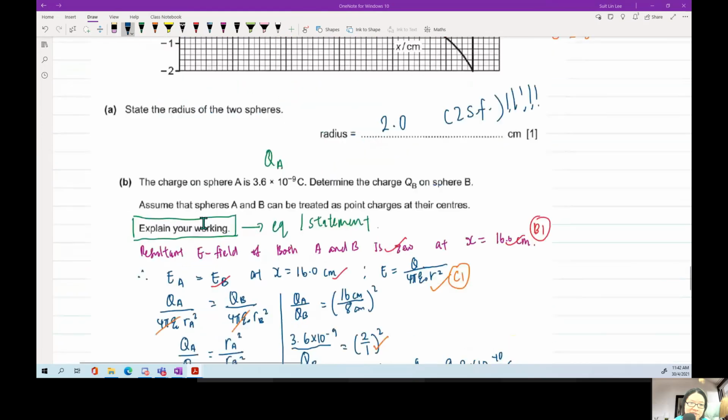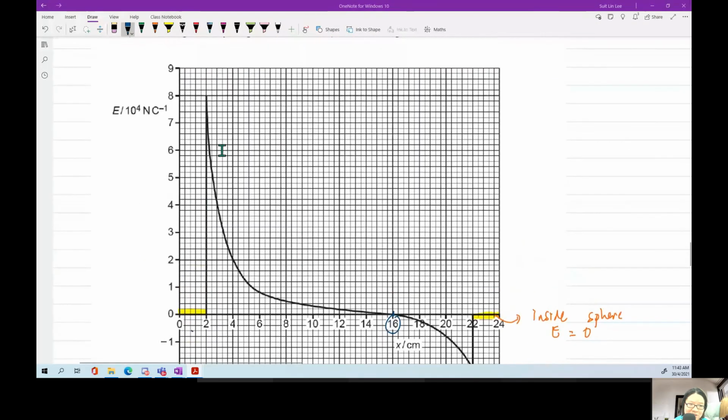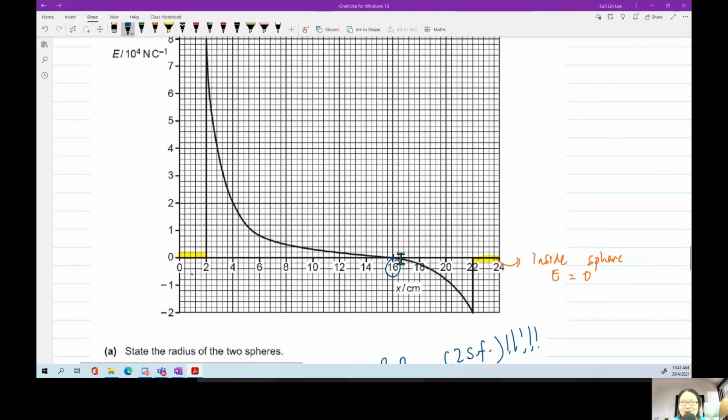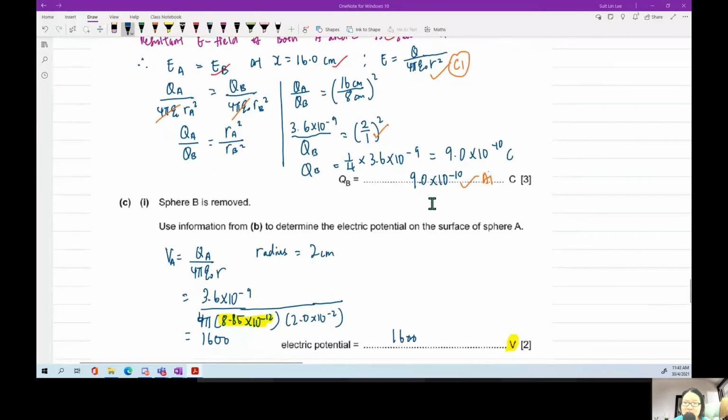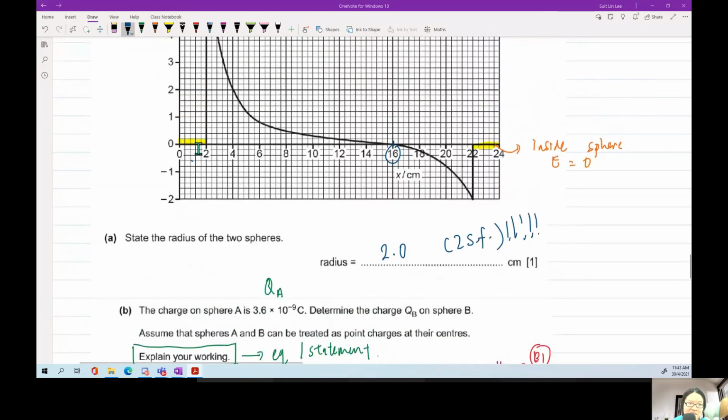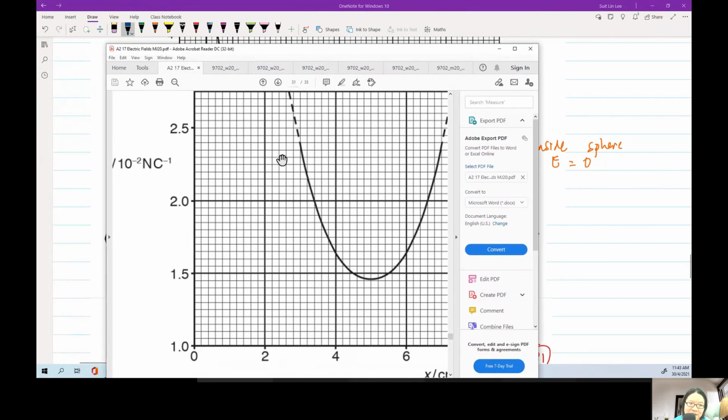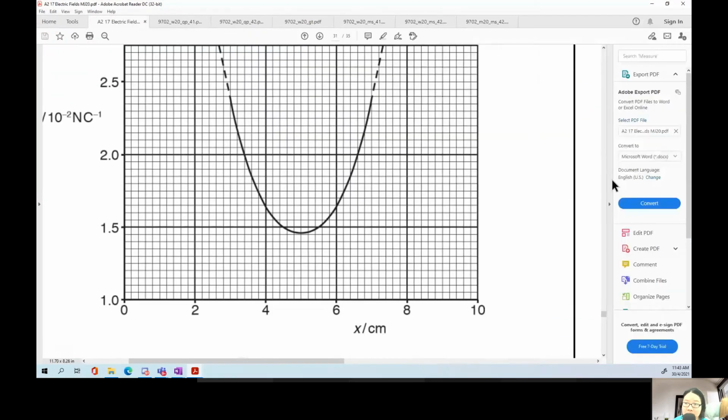This graph is not symmetrical. Which part of it? No, it's not symmetrical. So because it's not symmetrical, the magnitude of the charges are not equal. One is 3.6 times 10 to the power -9 C, and one is 1/4 less. Because it's 1/4 less, right? You can see this distance, the ratio is about 1/4. Okay. So this one is symmetrical, so the magnitude is the same.